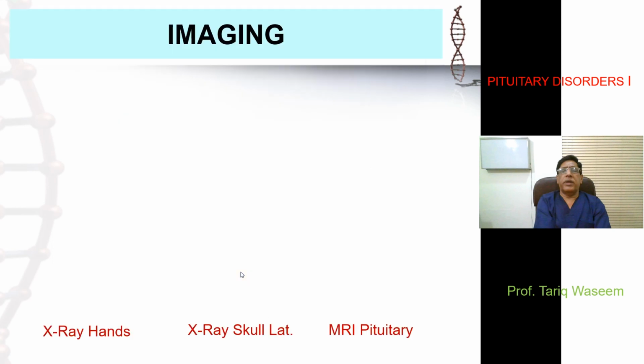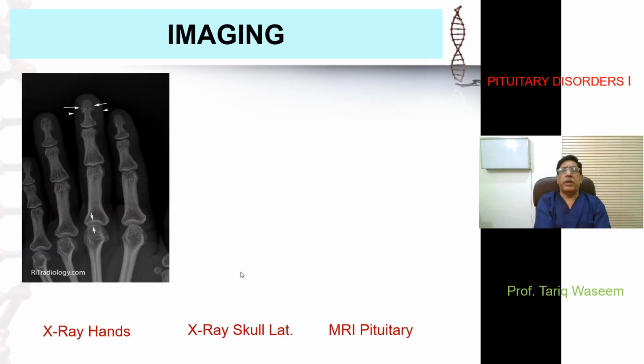Then there are imaging studies. As we said, this generally shows broadening of the bones, and this would lead to tufting of the distal fingers and broadening of the metacarpal and phalangeal bones.